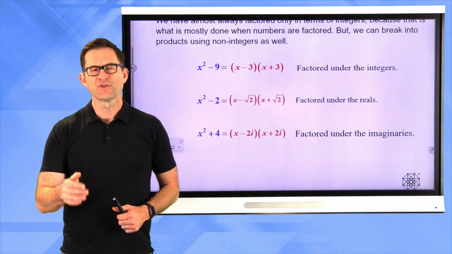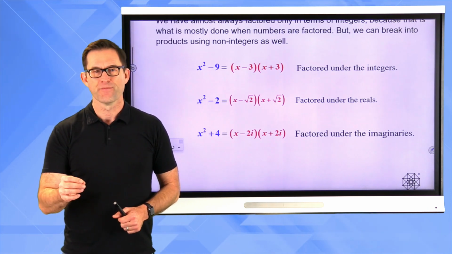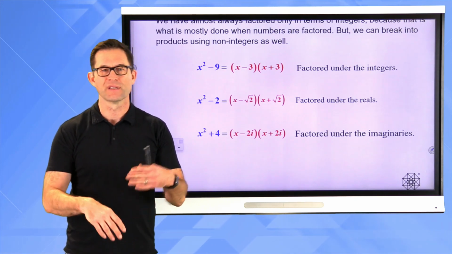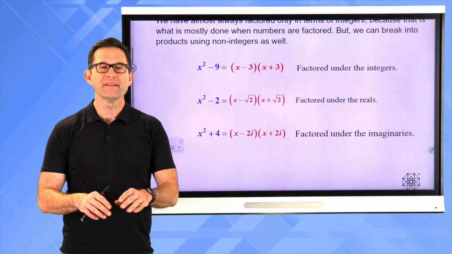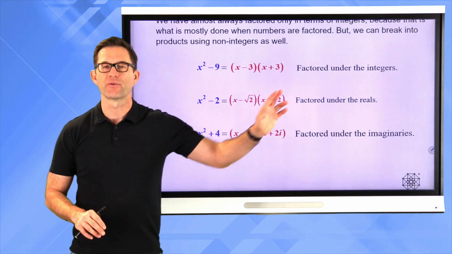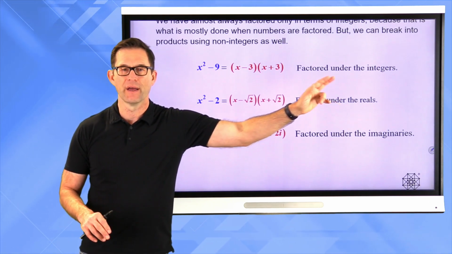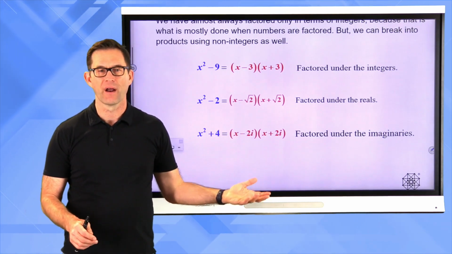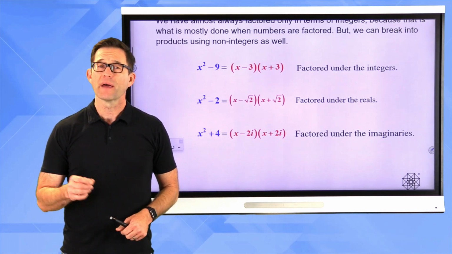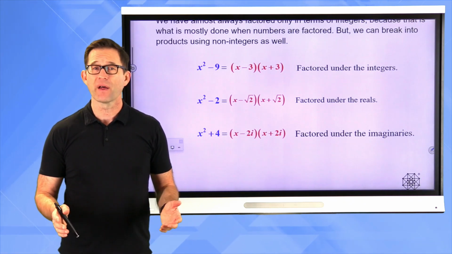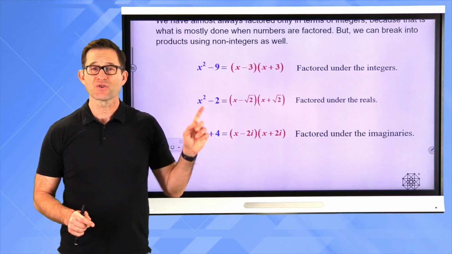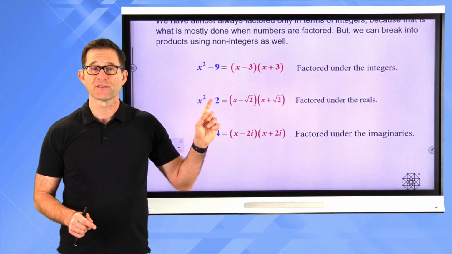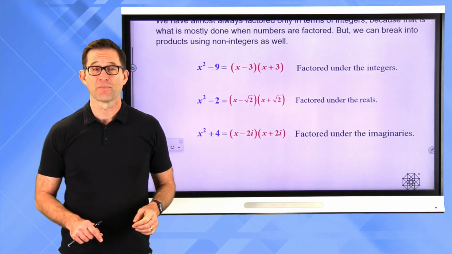Now, whenever you're just told to factor something, and they don't say under the reals, the imaginaries, or whatever, then the baseline assumption is you're only factoring under the integers. So you're never going to bring in square roots, you're never going to bring in i's or anything like that. But I do want to point out that with some flexibility in your thinking, you can actually factor both of these things using, believe it or not, the difference of perfect squares.